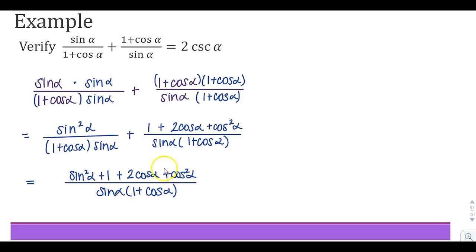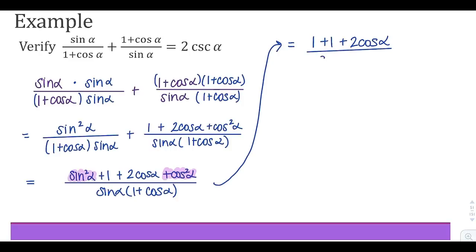Alright, so let's see what we have. In the numerator, we have a sine squared alpha plus cosine squared alpha. That's an identity that equals 1. So my next step here, I'm going to pull my work up to the top. This is equal to the sine squared alpha plus cosine squared alpha is 1. And there's already a plus 1 there. So it's 1 plus 1 plus 2 cosine alpha over sine alpha times 1 plus cosine alpha.